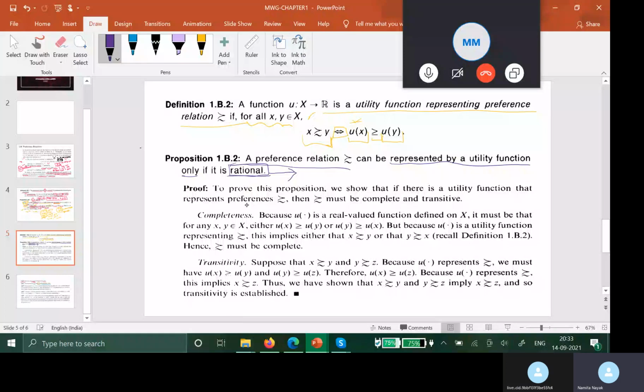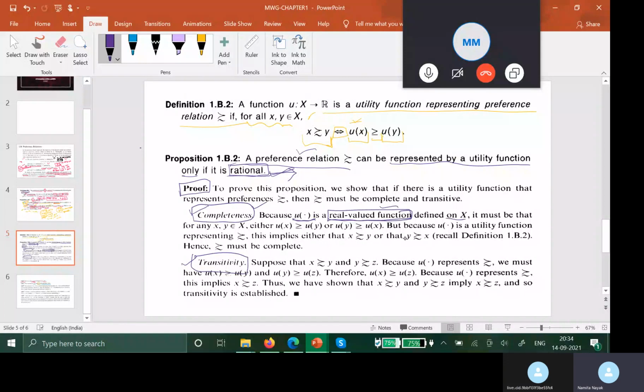So we are going to prove it, and the proof is that the preference relation is rational when it has two properties, that is completeness and transitivity. We are looking into the completeness. The utility function is actually a real valued function, correct? Why is it a real valued function? It can take on any real number. Exactly. So that is a real valued function that is defined on x.